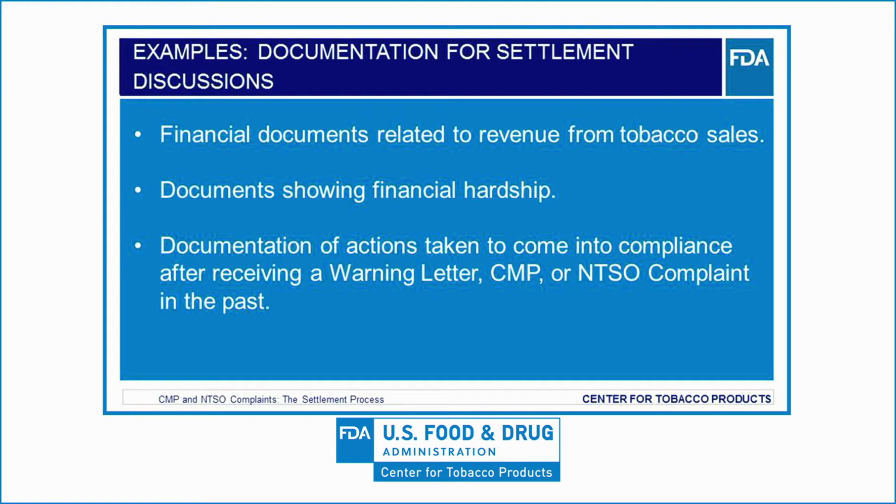FDA's Center for Tobacco Products may request, and you may propose, other documents or evidence that could help in settlement discussions. Now let's discuss what happens if you and the FDA's Center for Tobacco Products agree to settle your case. The next few slides will discuss the settlement agreement, separately for CMPs and NTSOs, because the process is slightly different for each. Let's start with CMPs.